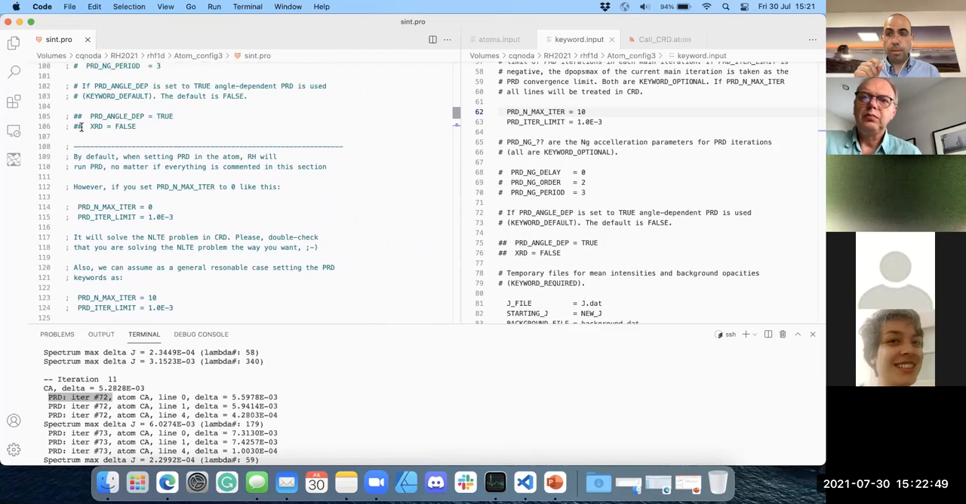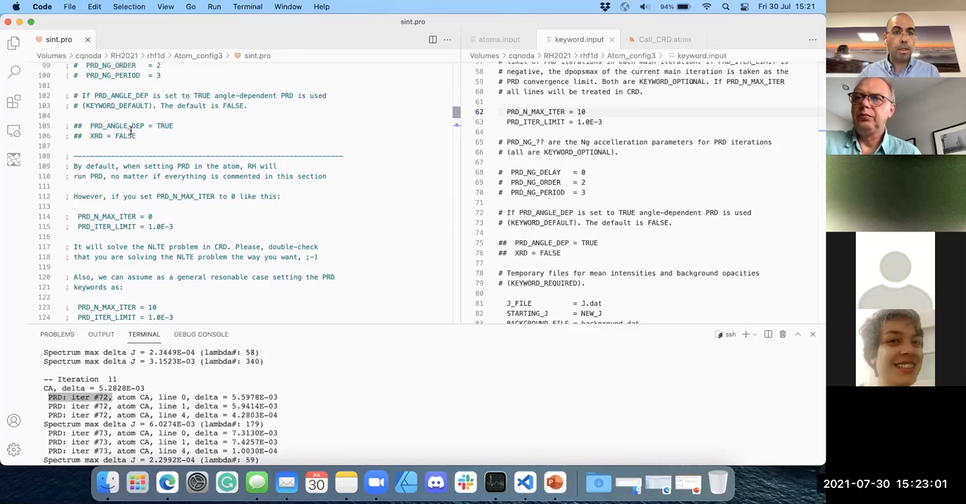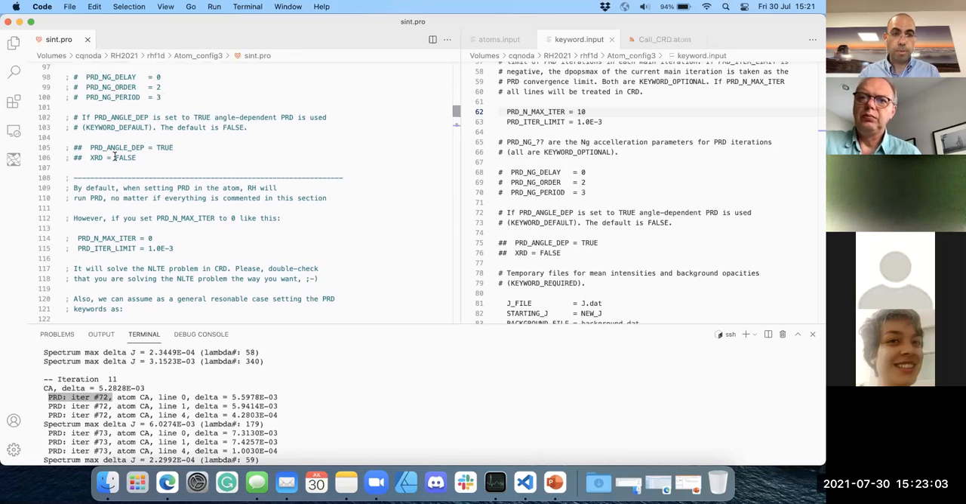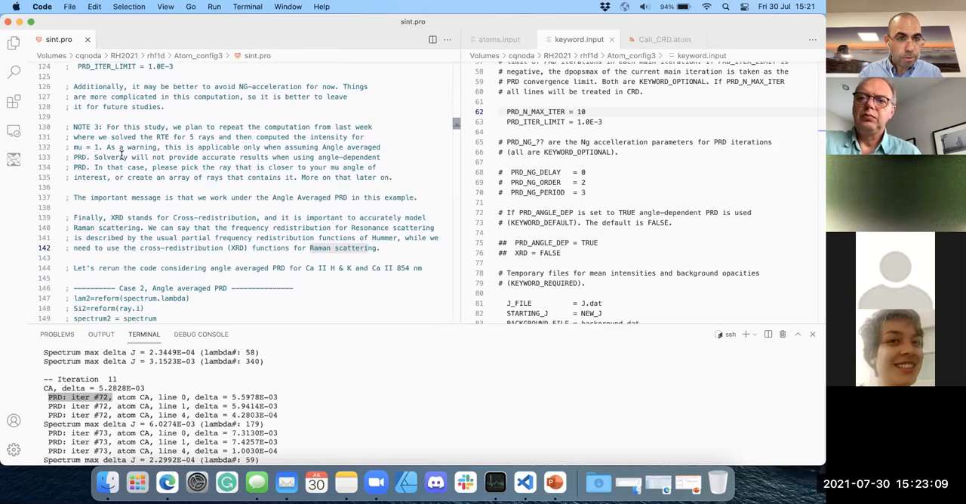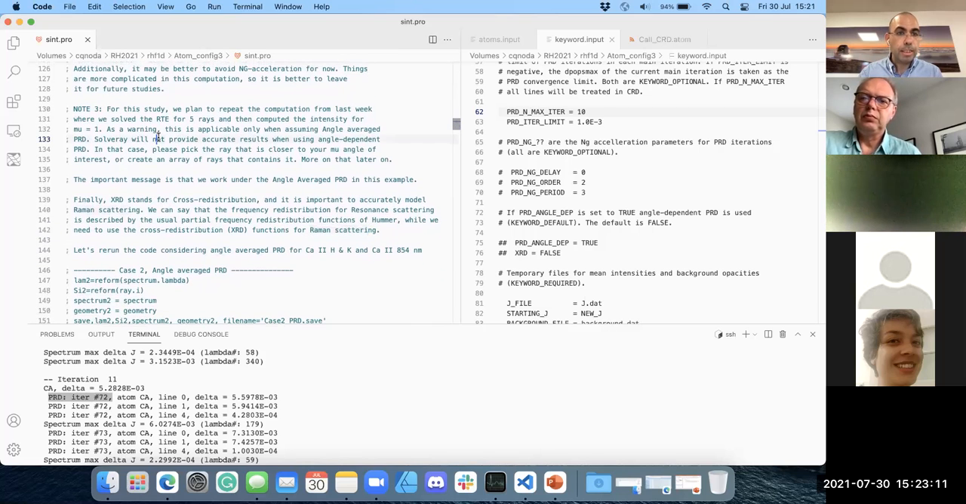Probably the results will be a bit more accurate, but you should check if the time difference is worth the accuracy you gain. Okay, so today is very simple. Angle average, and we are not including cross redistribution. And I think I had a note here. So before taking into account the results, yes.